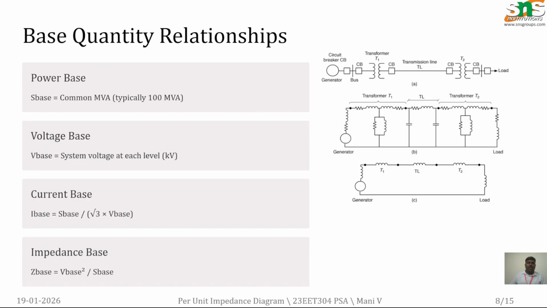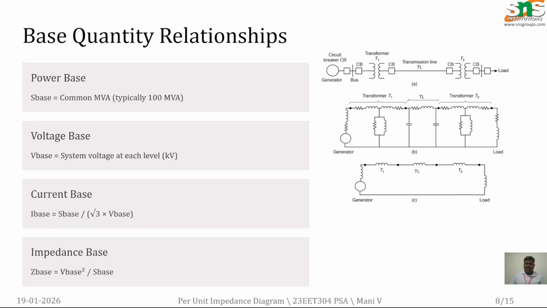Here are the base quantity relationships for power base, voltage base, current base and impedance base. Mainly we are always focusing on the impedance base. The formula to calculate the impedance base is equal to base kV square divided by base MVA.